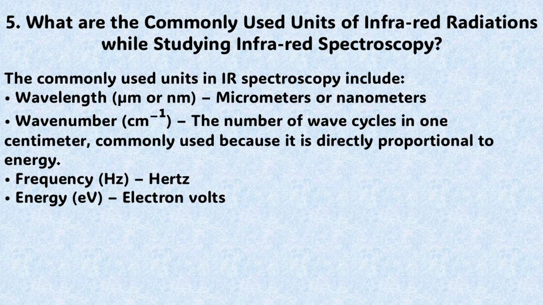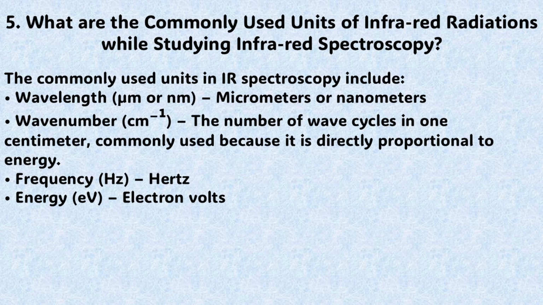Now we will move to the fifth question. What are the commonly used units of infrared radiation while studying infrared spectroscopy? The answer to this question is very simple. The commonly used units in infrared spectroscopy include wavelength. We commonly use micrometers or nanometers as units.